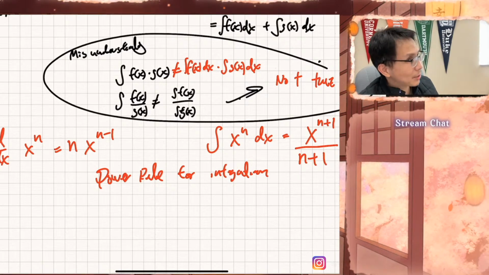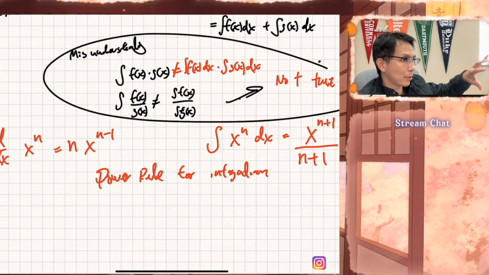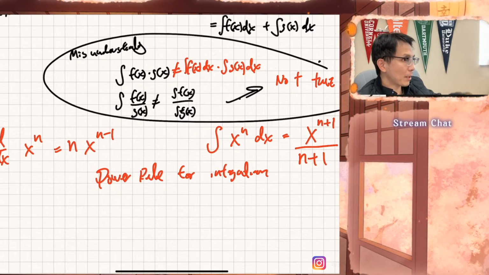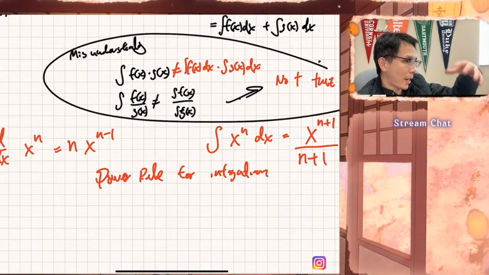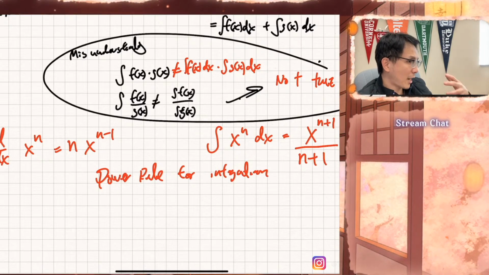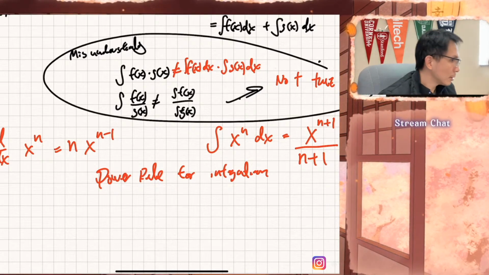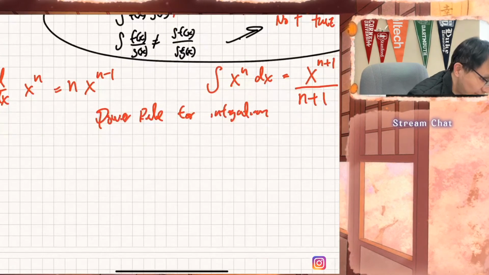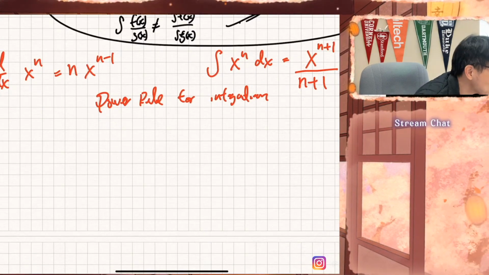So it kind of makes sense, right? If I take a derivative of x to the n plus 1, I bring the n plus 1 down, and the n plus 1 cancels. And that n plus 1 minus 1 is to go back to x to the n, which completely makes sense. You can find stuff by using this.